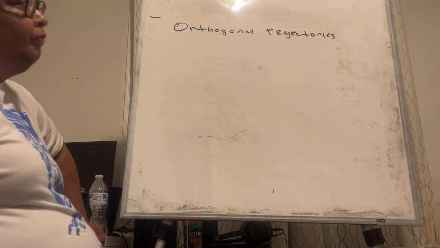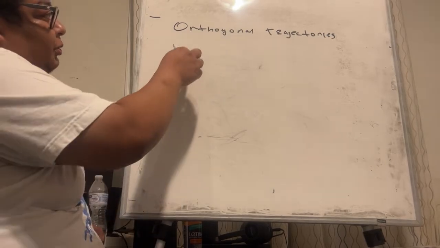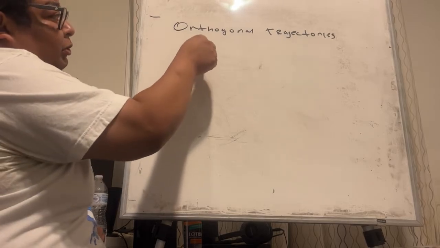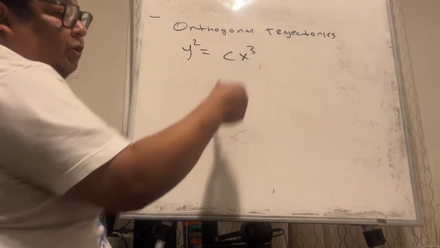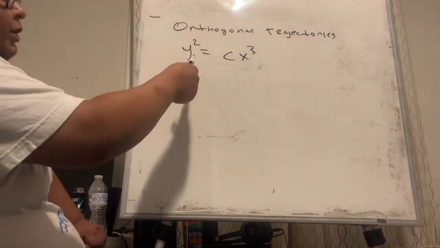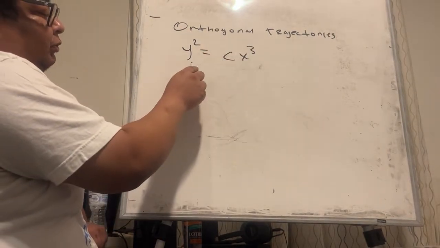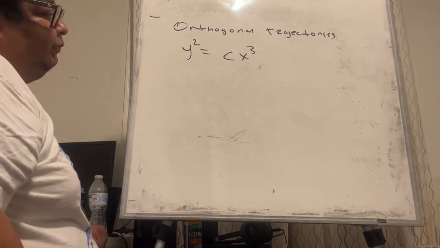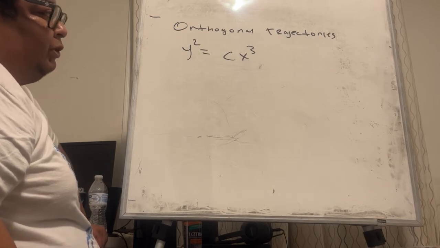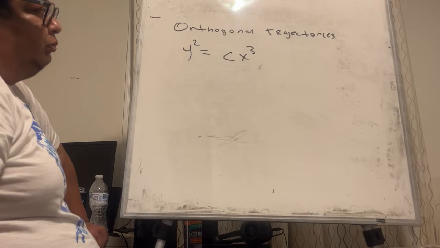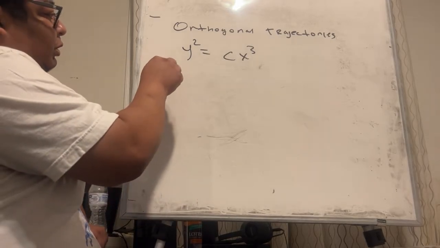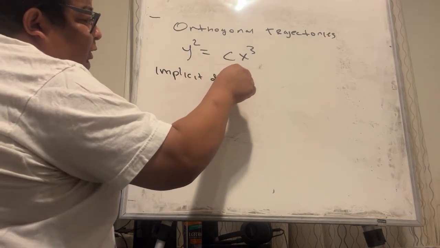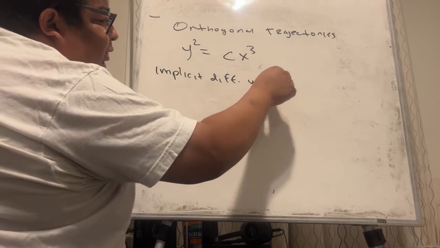So the initial problem states that y squared is equal to cx cubed, and we need to find the orthogonal trajectories from this curve. So the way we do it is as follows. We do implicit differentiation with respect to x.